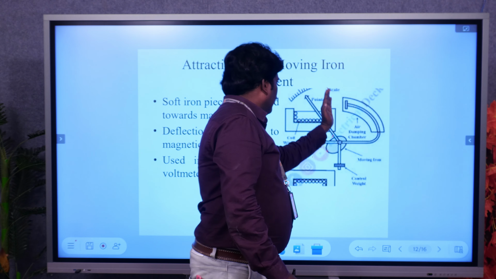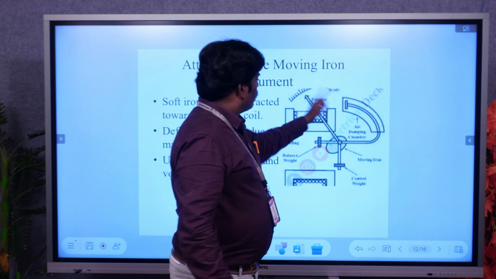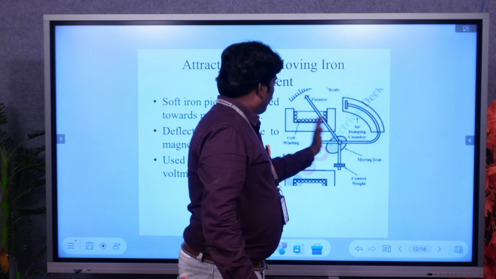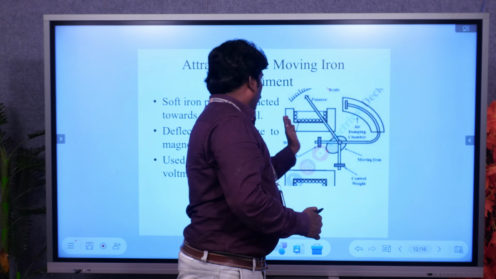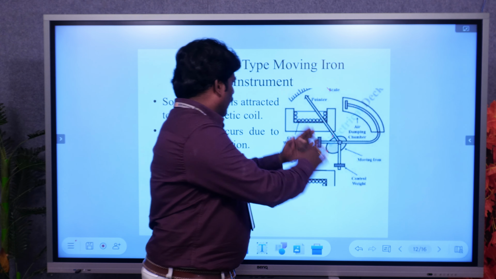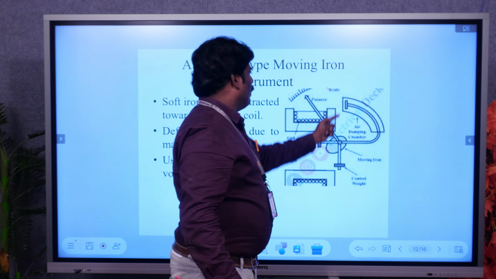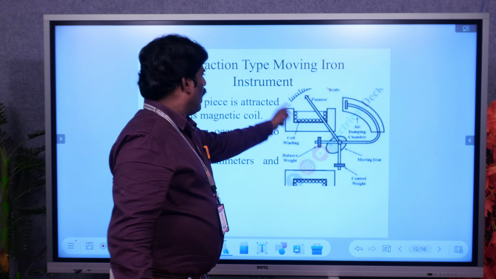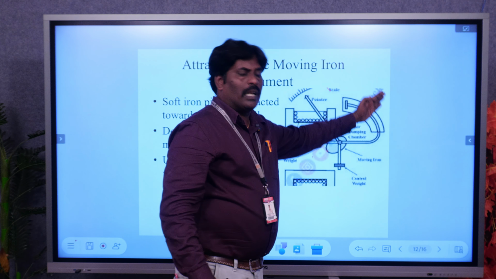As the reading increases, the piston moves inside. So when you give the supply to the instrument, pressure is created inside the air chamber. When the pointer moves to the right side, the piston moves inside. So the air will be pressurized and give an opposite torque to the pointer. It will stop at the final position.